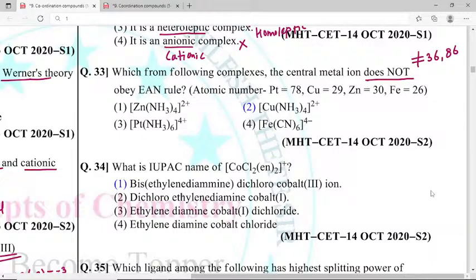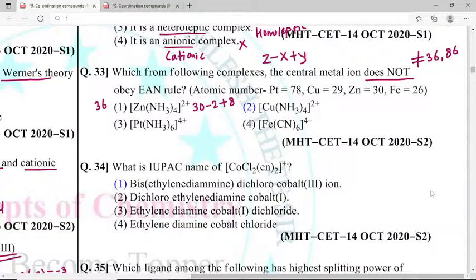So zinc. What is the formula for effective atomic number? Effective atomic number is Z minus X plus Y. So I am calculating here for zinc. Zinc has atomic number 30. So 30 minus the oxidation state of zinc, which is 2, plus 8. So 28, plus 8, that's 36.